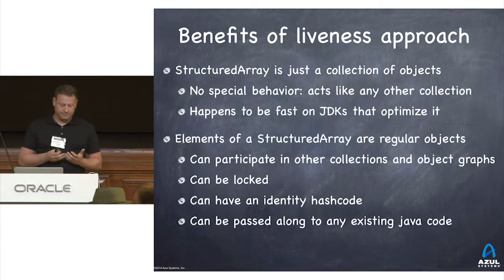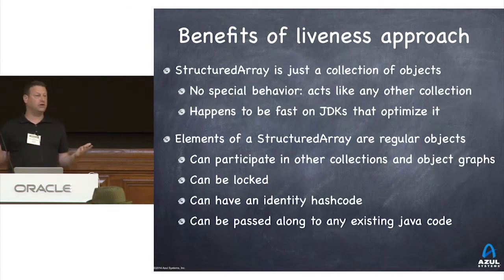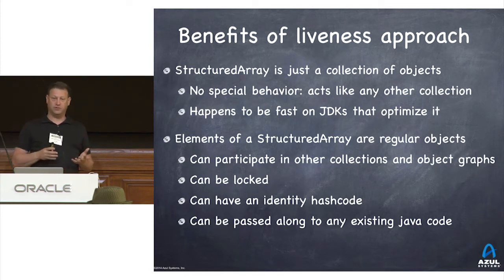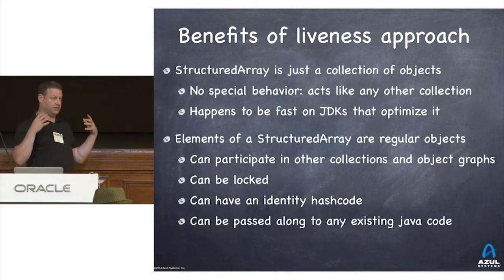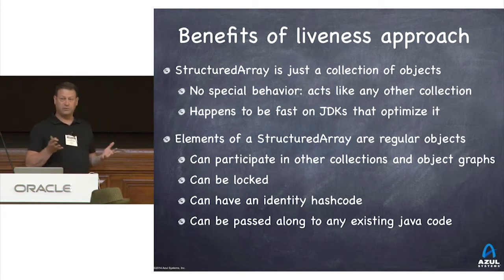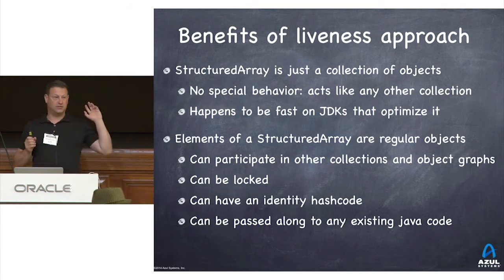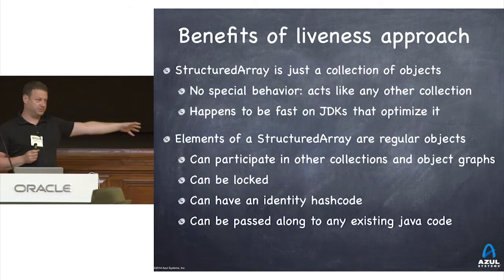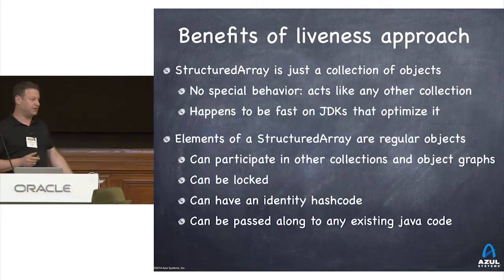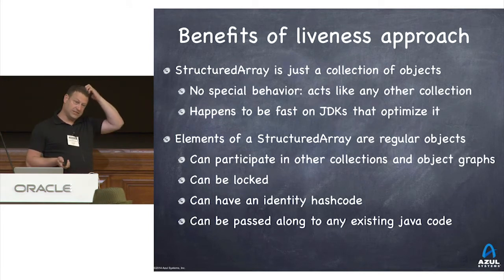In addition, you can take any object that sits in any of these structured arrays and have it participate in any other object graph you want to. You can use hash maps to index the array. You could put it in a linked list. It could be an entire graph on its own. You could do whatever you want with it. It can be locked. It can have identity. You can pass it to some 5-year-old library that expects to do that to objects, right? Everything that can handle a Java object can handle something that would sit in a structured array. And that's a powerful thing.